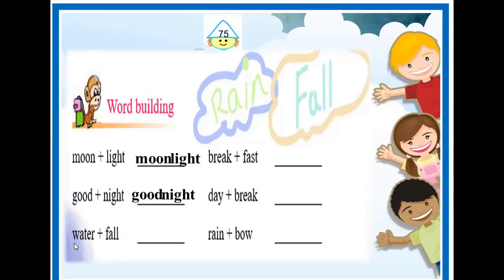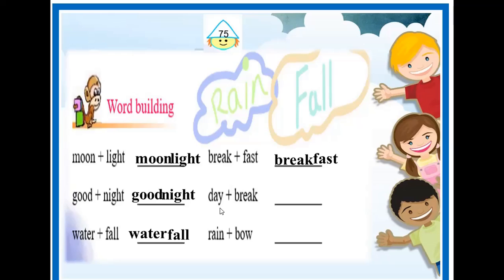Next, we have the words water plus fall. And by joining these two words, we get the compound word waterfall. The fourth set of words given here are break plus fast. And by joining these two words, we get the compound word breakfast.